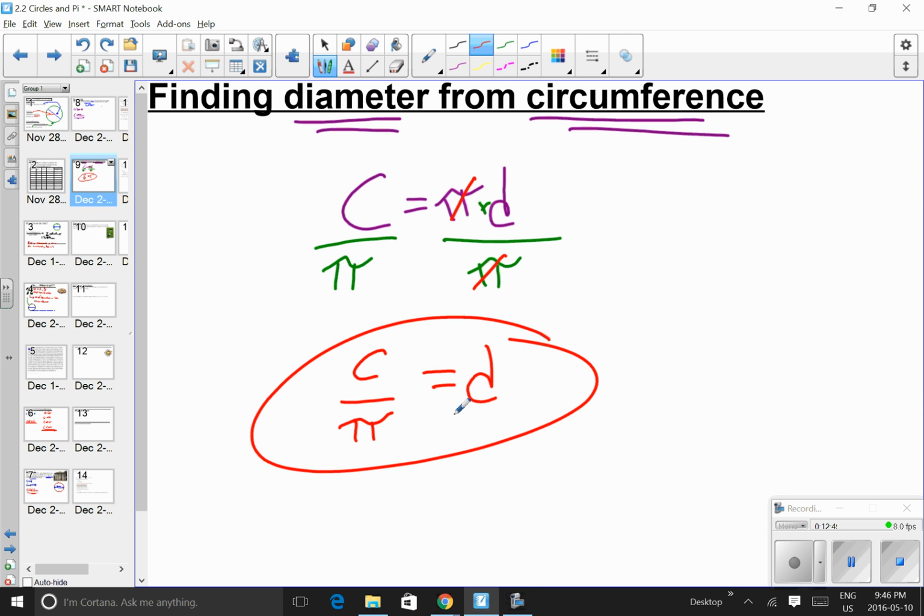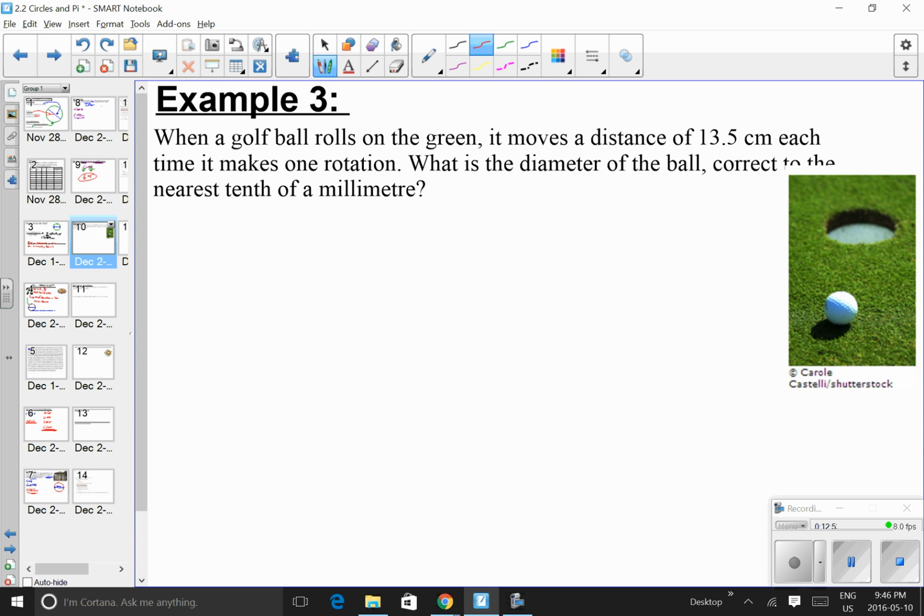Alright, let's do one last example. When a golf ball rolls on the green, it moves a distance of 13.5 centimeters in one rotation. So remember we said one spin is the same thing as circumference. I want to know the diameter of the ball. I don't care about millimeters, I just want to know the diameter. We'll change it to millimeters if you want, it's up to you. Alright, so I can do this 2 ways. First way is to use that handy dandy formula we just made, where I know that diameter equals circumference divided by pi.